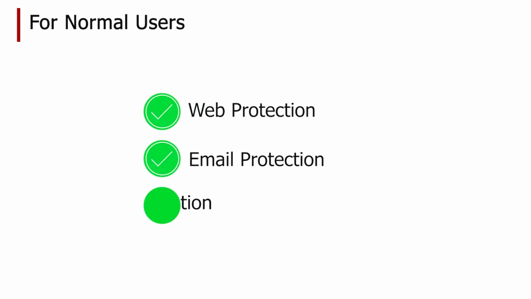For normal users, the default settings of CloudEdge cover web protection, email protection, and network protection. CloudEdge has a default configured setting after the device is registered. Customers don't need to change any default security setting on the CloudEdge Cloud Console.